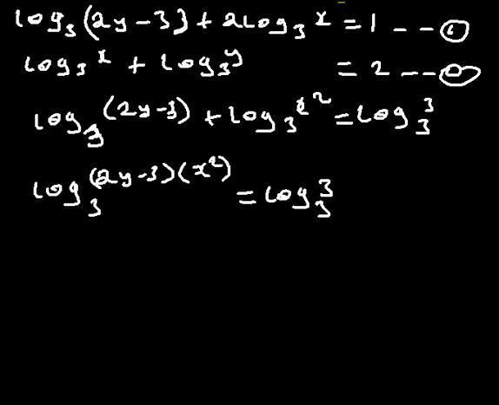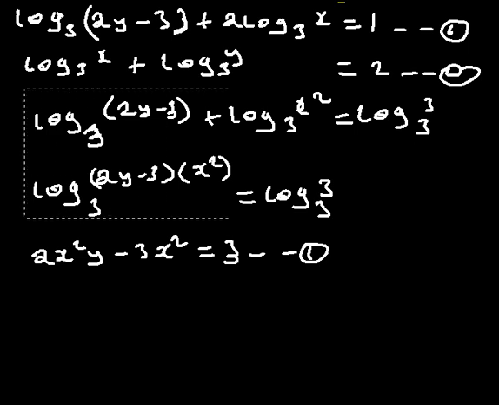Now we are going to remove the logs from both sides, so we have 2x squared y minus 3x squared, which will be equal to 3. So that is equation number 1.